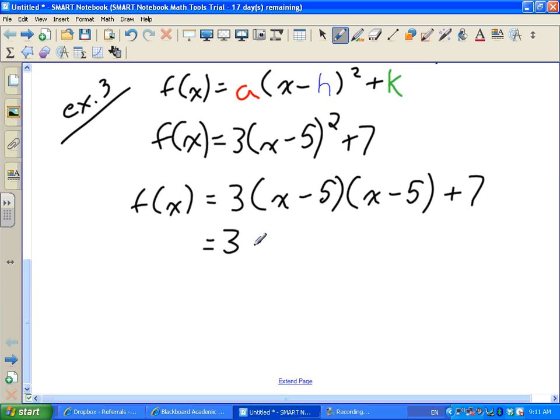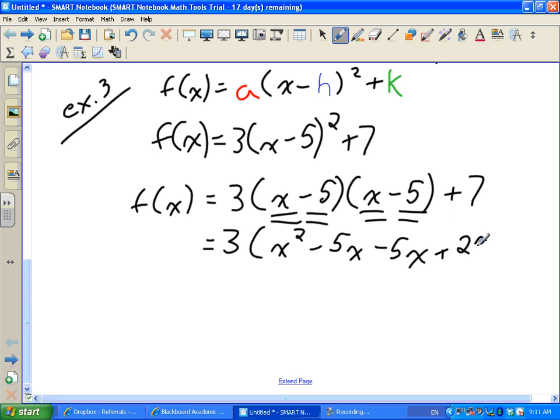So when I go to FOIL, I do my first terms. X times x is x squared. Then I do my outside terms. X times negative 5, negative 5x. Inside terms, negative 5 times x, hey, same thing. And finally, last terms, negative 5 by negative 5 is positive 25. So I've now FOILed our brackets.